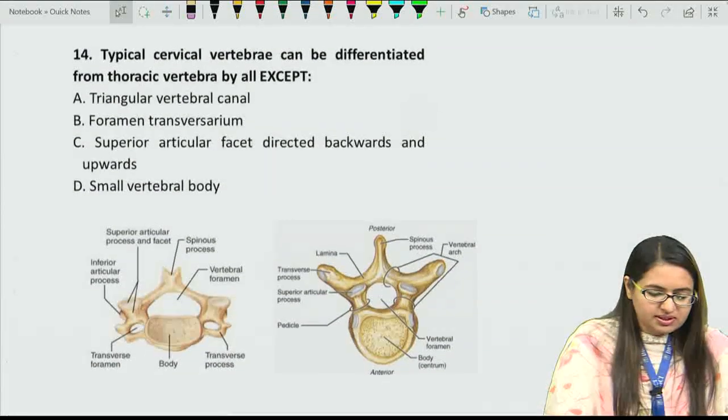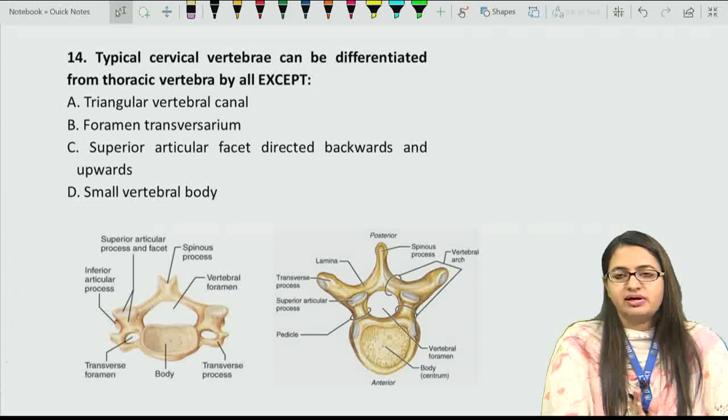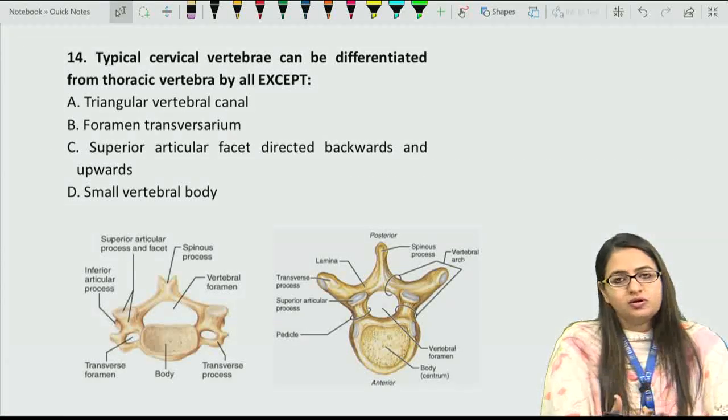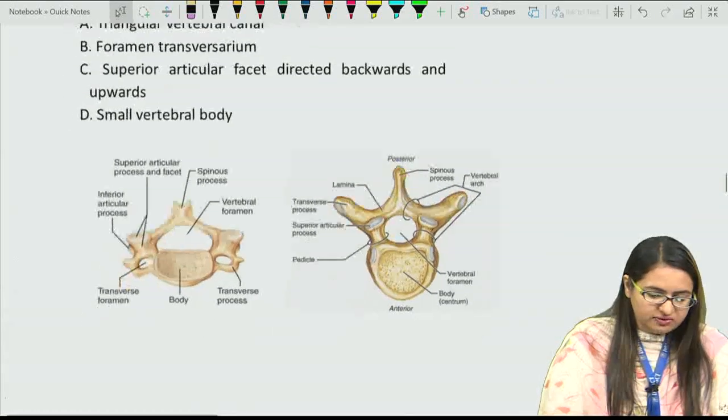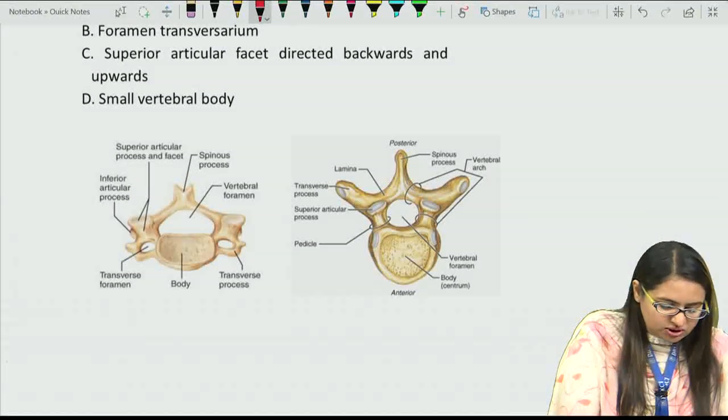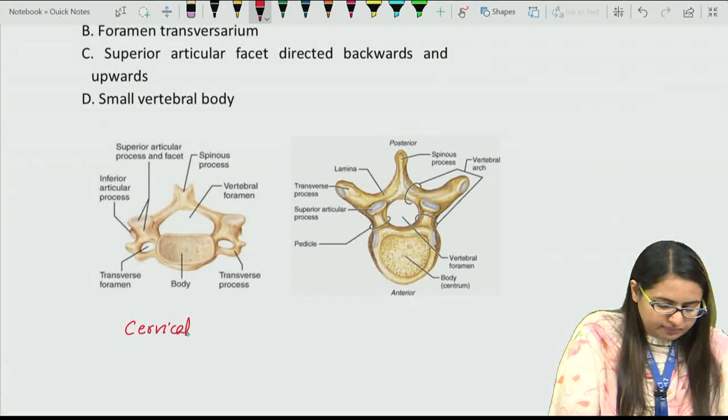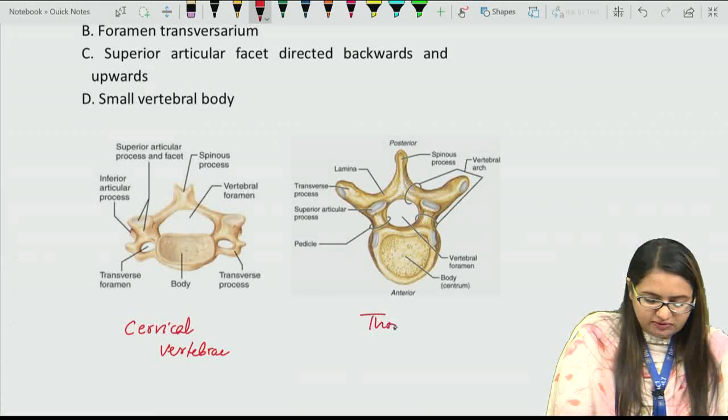The next question says that we have to differentiate between the cervical and the thoracic vertebra. What are the points we will use to differentiate them? If we compare the cervical and the thoracic vertebra, this picture is for the cervical vertebra, and this picture is for the thoracic vertebra.